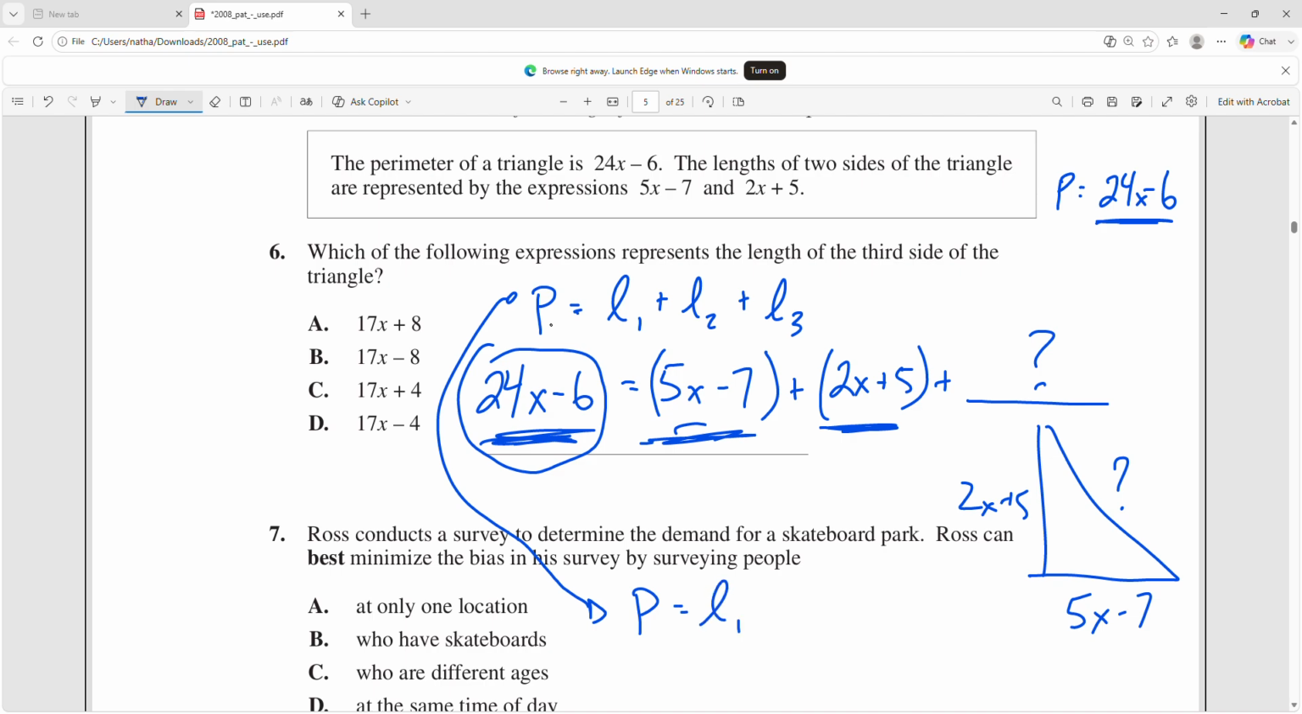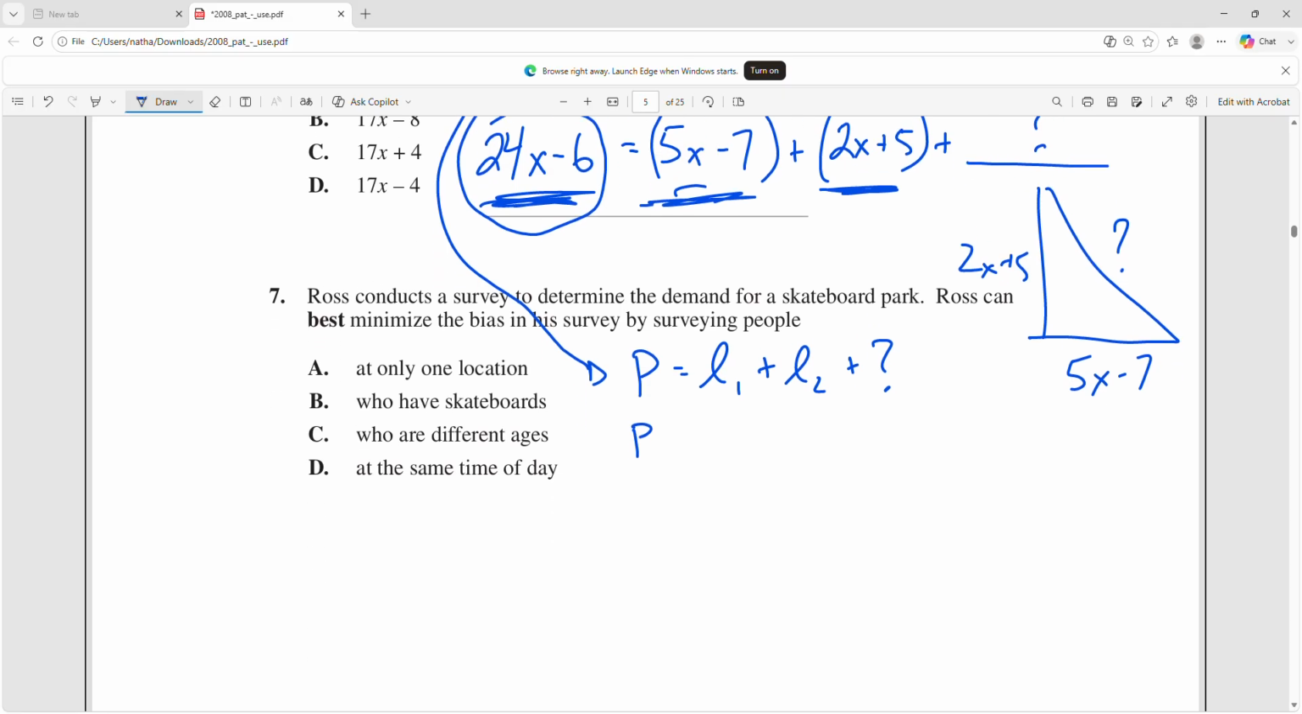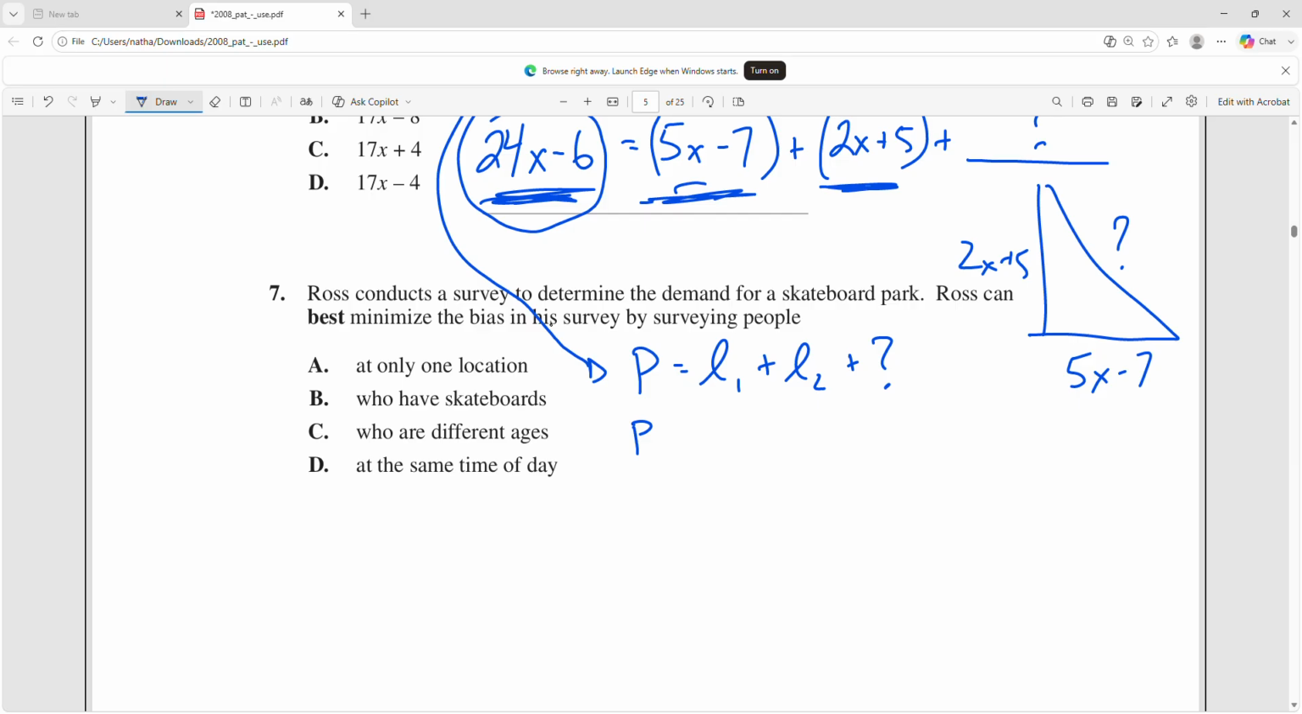I know length 1. I know length 2. I do not know length 3. So in order to get this unknown length, I'm going to have to subtract L1 from the left side.